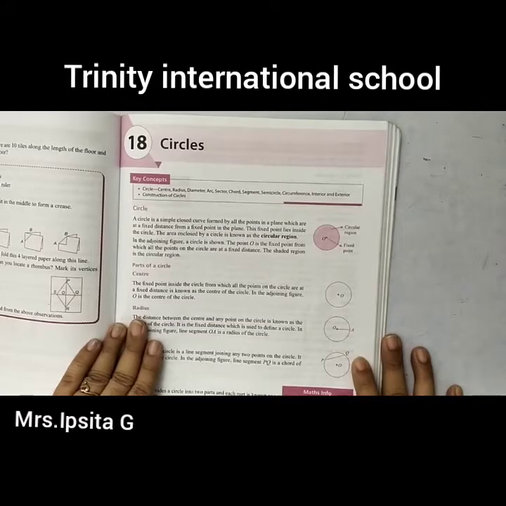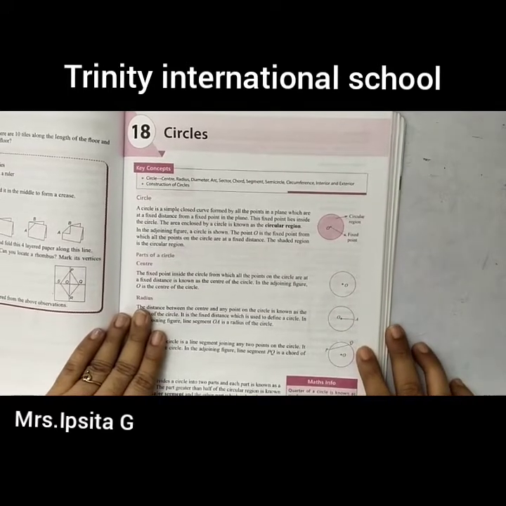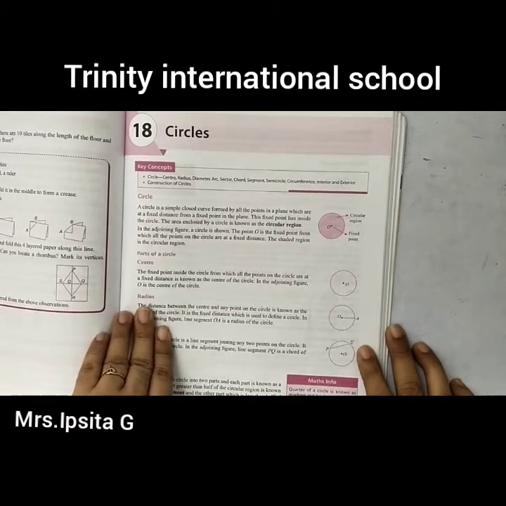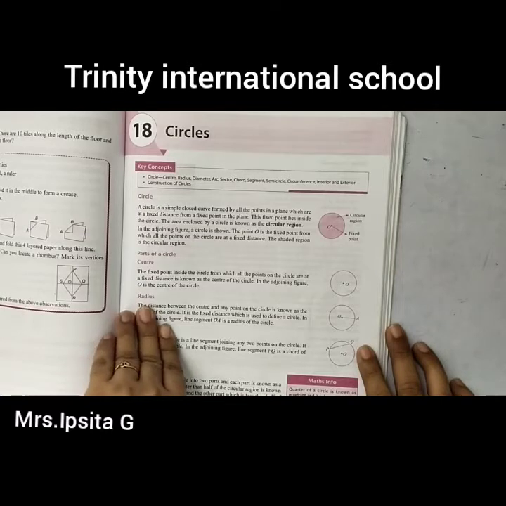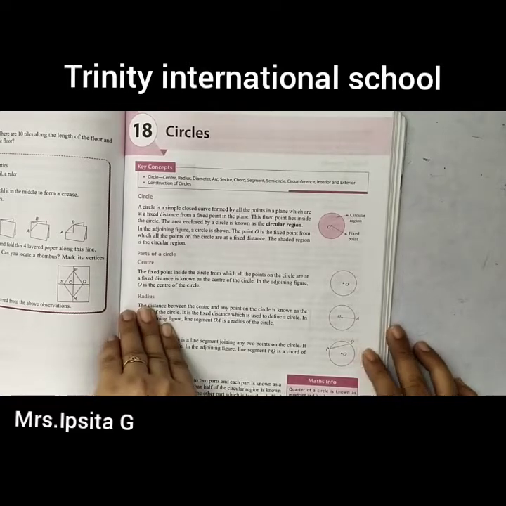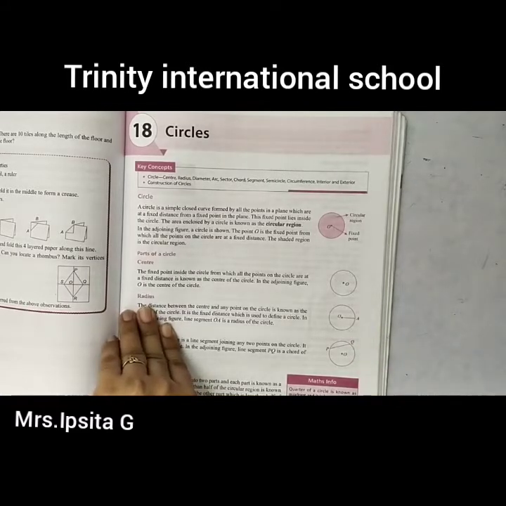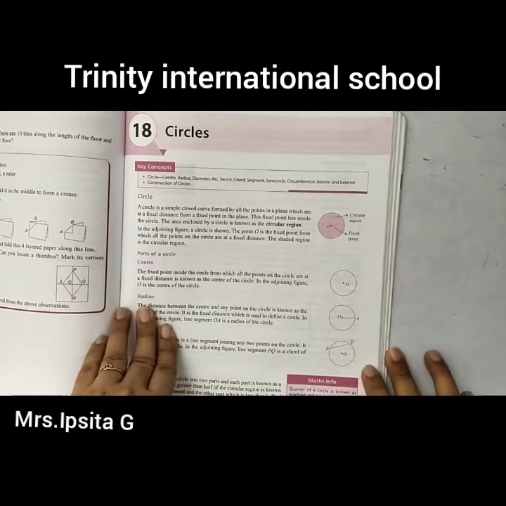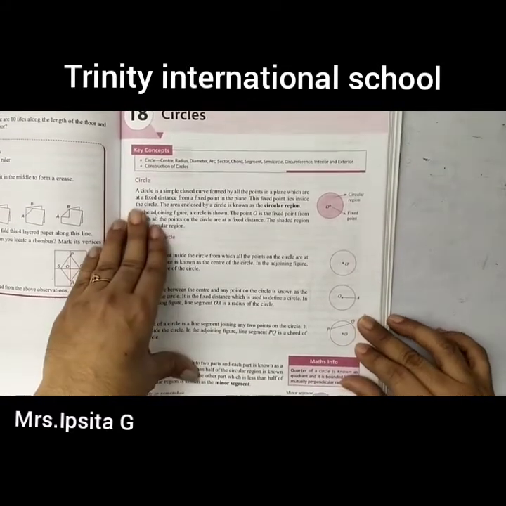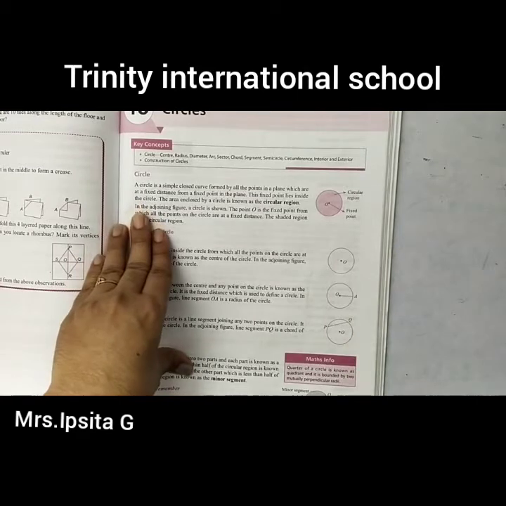Students, today we will learn a geometry chapter, that is circles. So you have quite an idea about this circle and different terms that are related to circle. So let us see what is a circle and what are the different terms that are related to circle. So here you have been given the definition of circle.